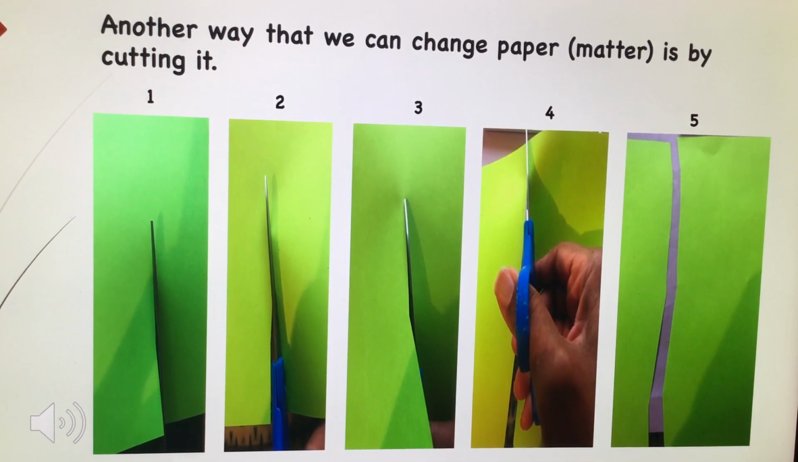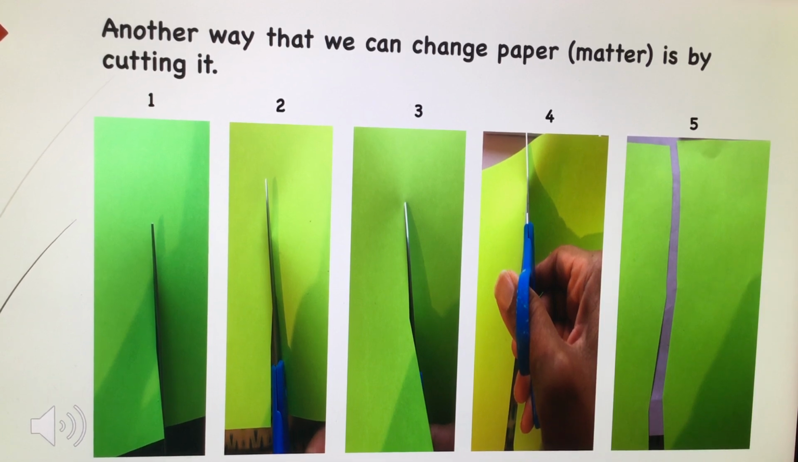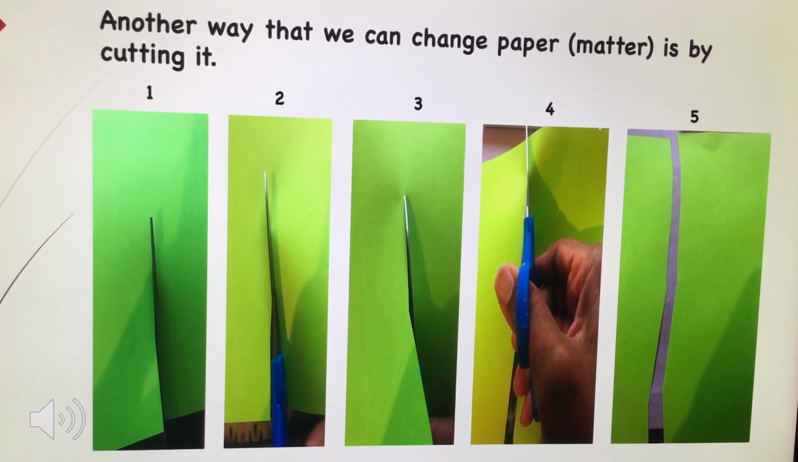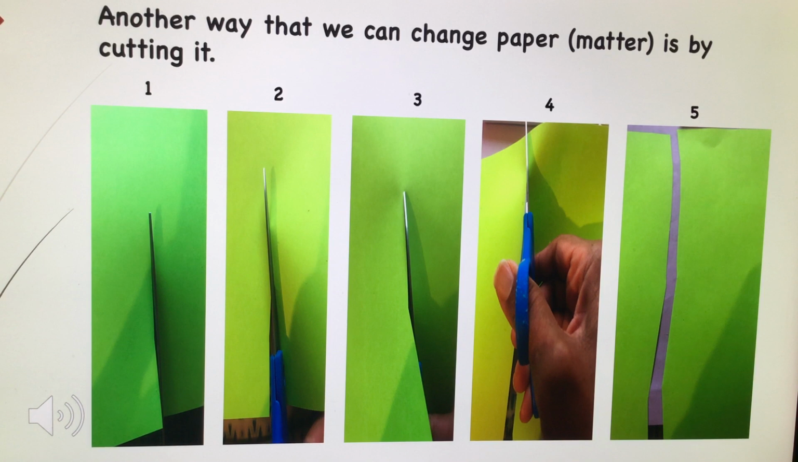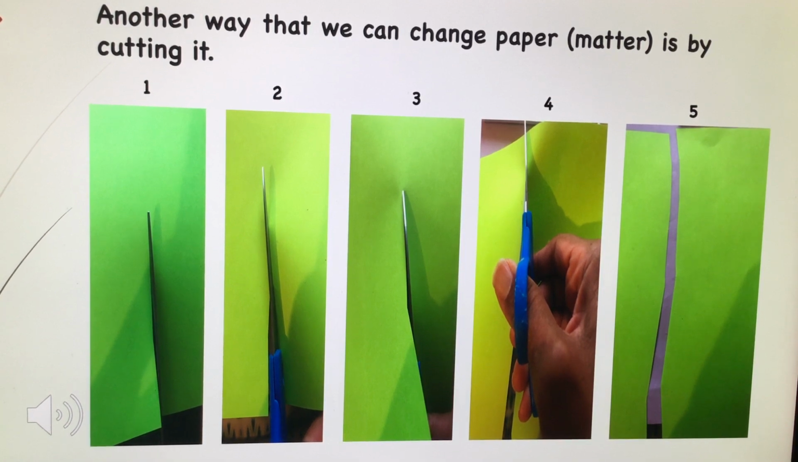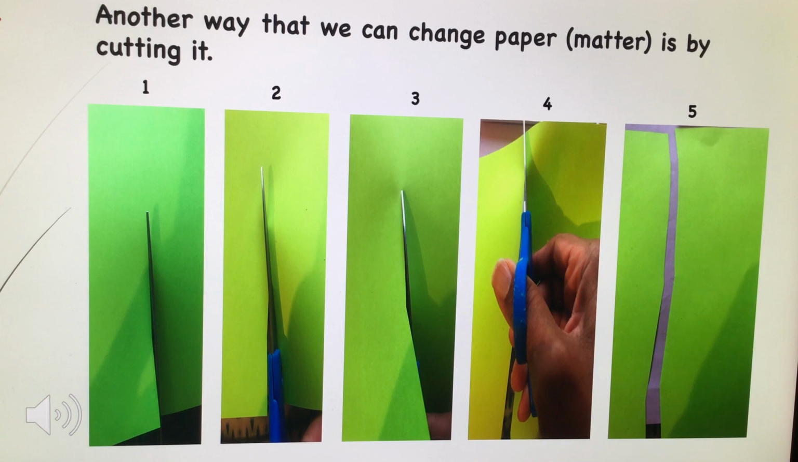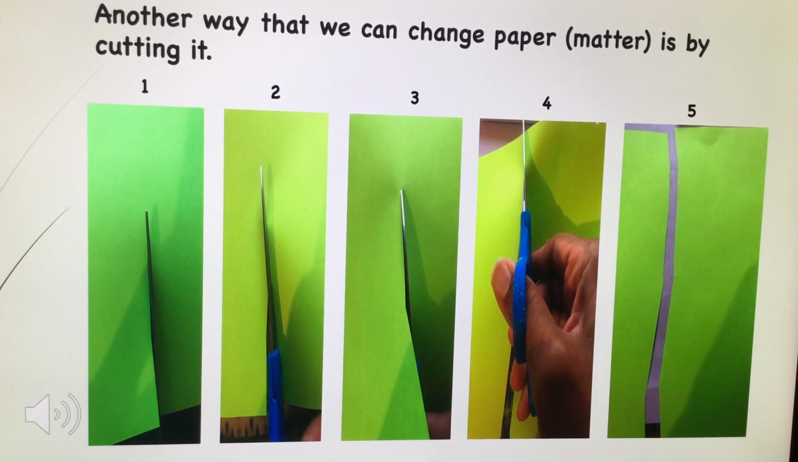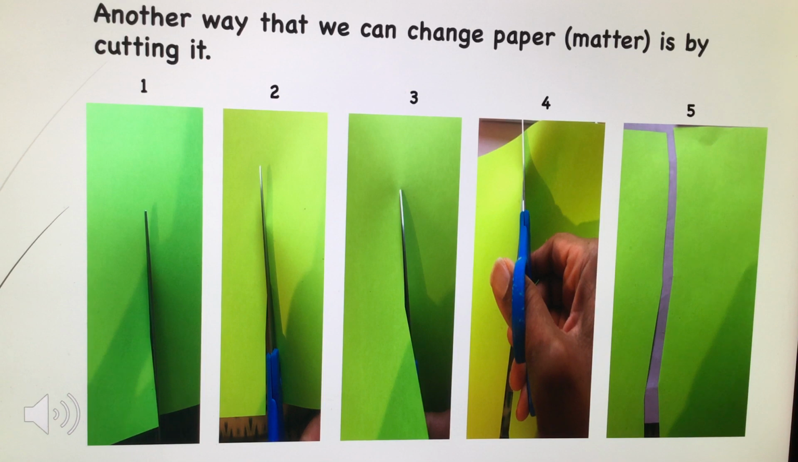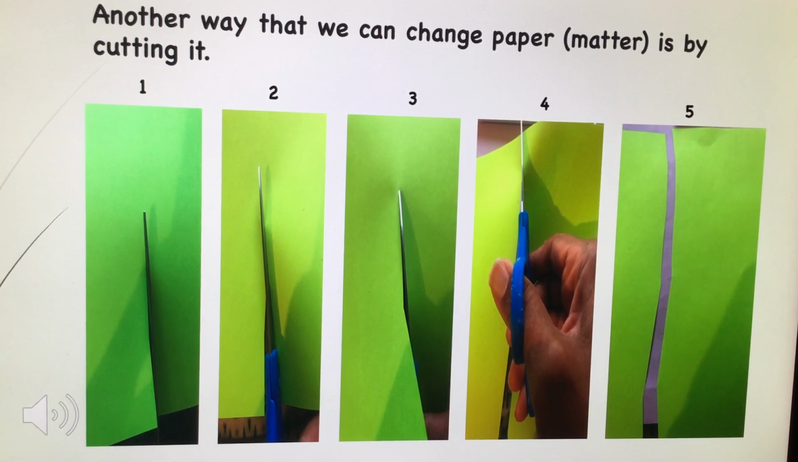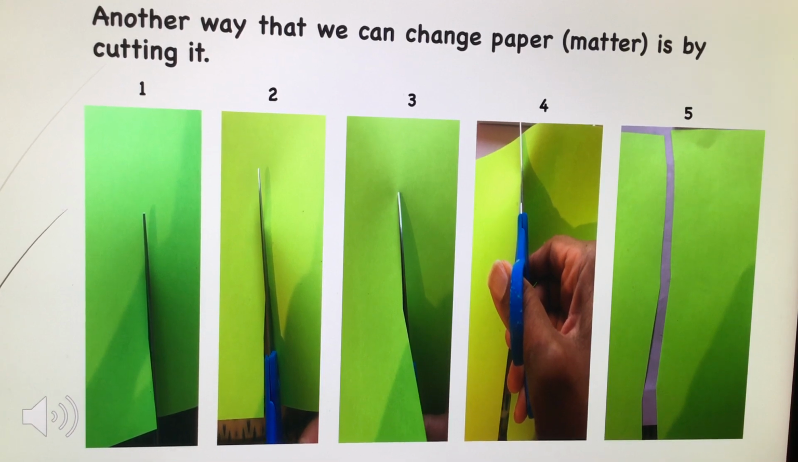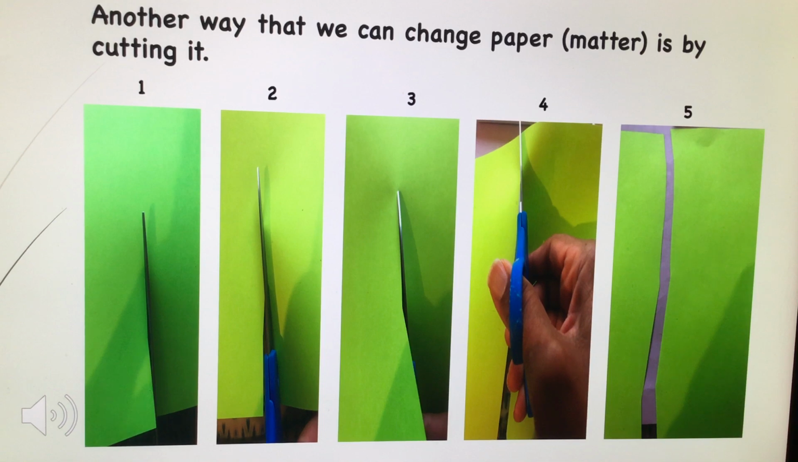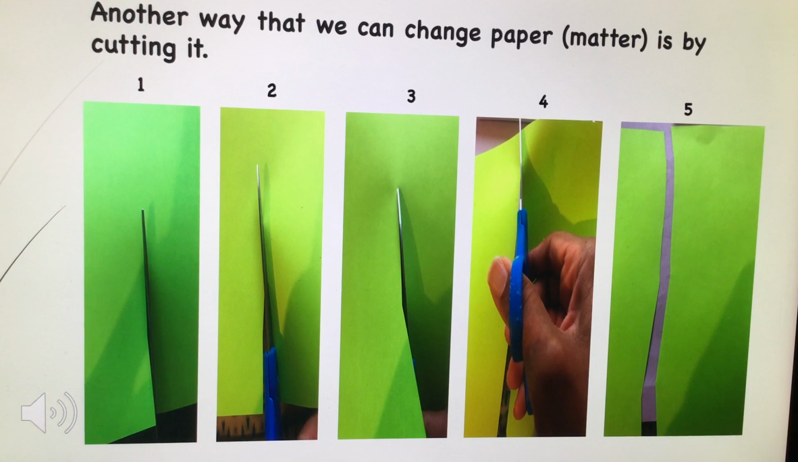Okay, let's look at this slide. Another way that we can change paper or matter is by cutting it. Look at the first picture. That's at the beginning of me cutting it. And look at the second. Does the second picture look like the first picture? What about the third picture? How did the third picture change? And finally, look at the fourth picture right before I cut it completely into two pieces. And you see the two pieces by the fifth picture.